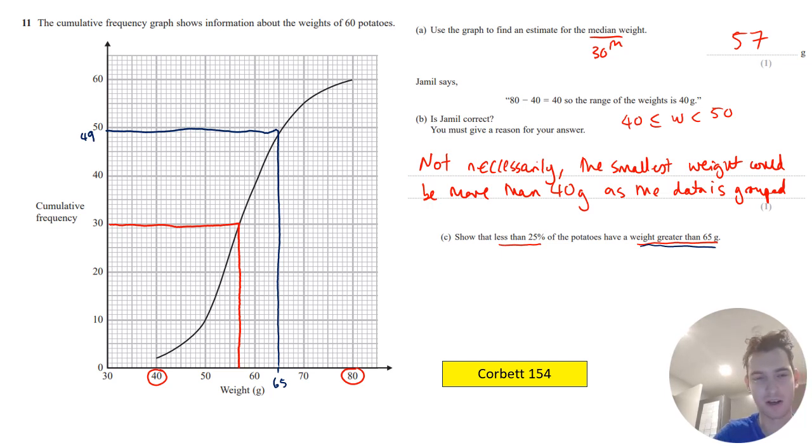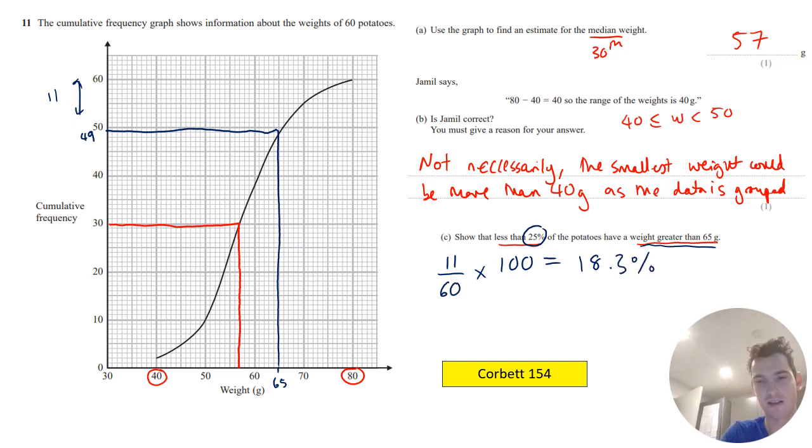So how many potatoes do have a weight greater than 65? Well, I need to do 60 minus 49, which is 11. So 11 potatoes have a weight greater than 65. What is that as a percentage? Because I want to show it's less than 25%. Well, it's 11 out of the total number of potatoes times by 100 to make it into a percent. And that in your calculator gives you 18.3%, which is obviously less than 25%. And that is what you would need to do.